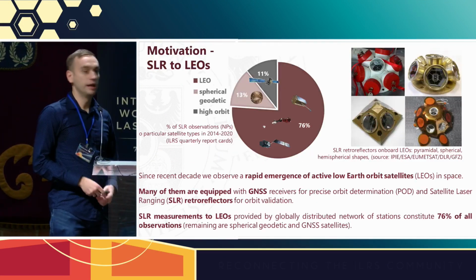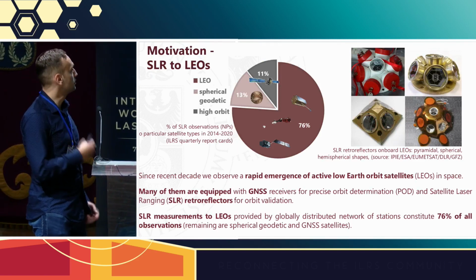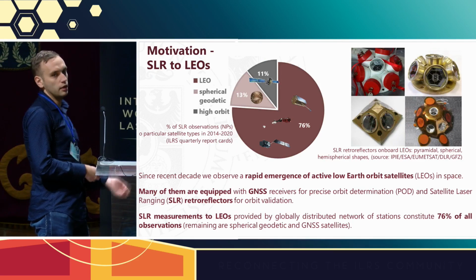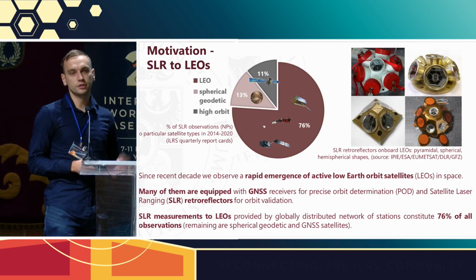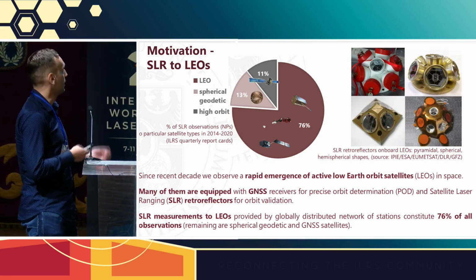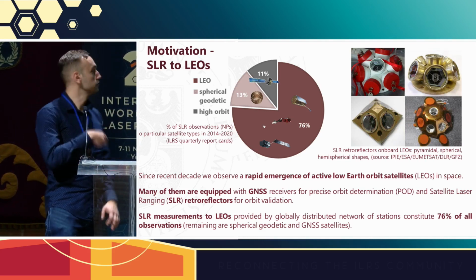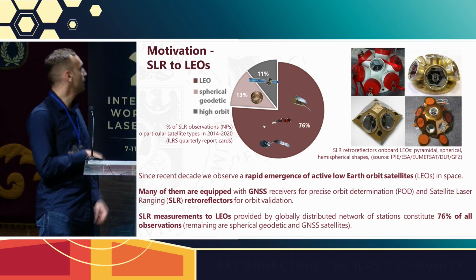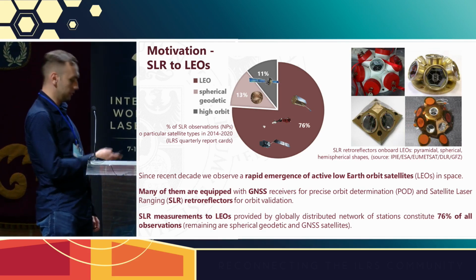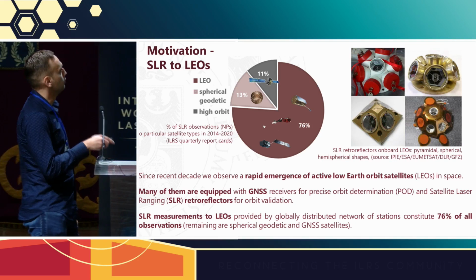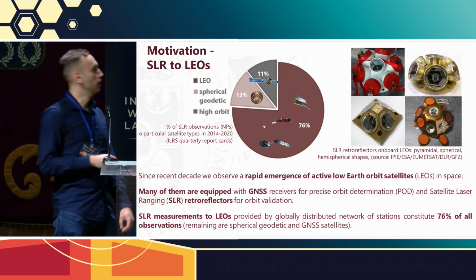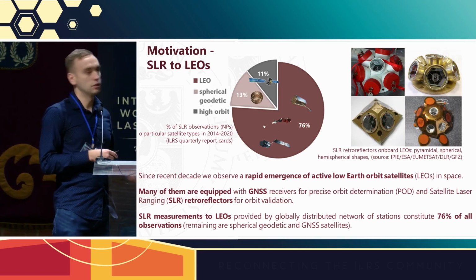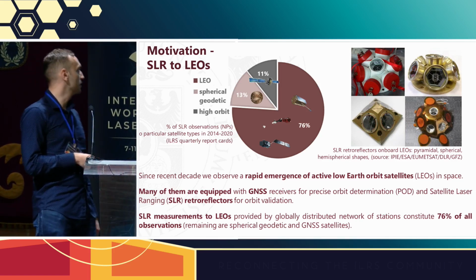Since the recent decade, we can observe a rapid emergence of active low Earth orbit satellites. I mean here the Swarm constellation, Sentinel constellation, GRACE constellation, and those types of satellites. Many of them, fortunately, are equipped with satellite laser ranging retroreflectors, examples of which are shown on the right side, and also with GNSS receivers, which are used for precise orbit determination.